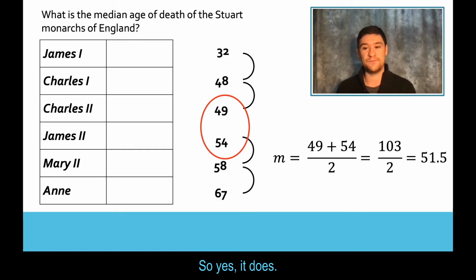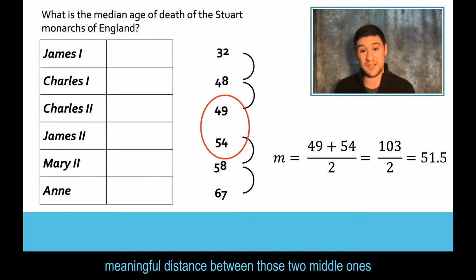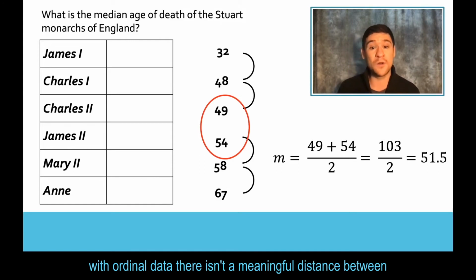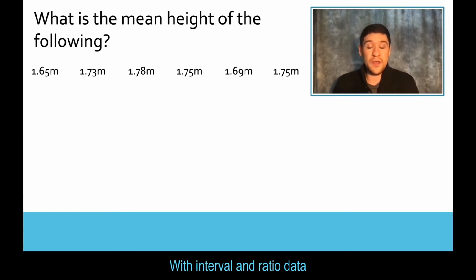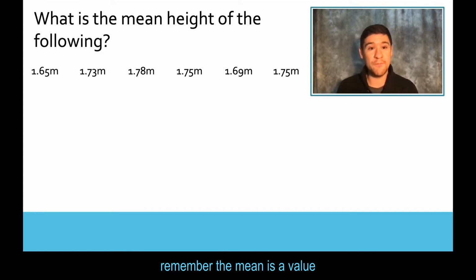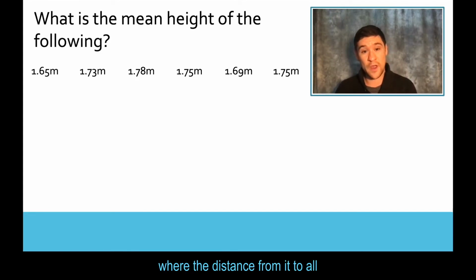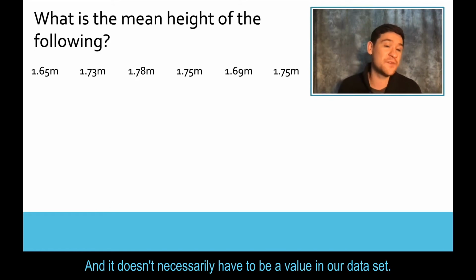So yes, it does. But we can only do that with data where there's a meaningful distance between those 2 middle ones. With ordinal data, there isn't a meaningful distance between those 2 middle ones. So we do run into a problem there. With interval and ratio data, we can also use the mean as a measure of centrality. Remember, the mean is a value where the distance from it to all the other points in the data set is the smallest. And it doesn't necessarily have to be a value in our data set.